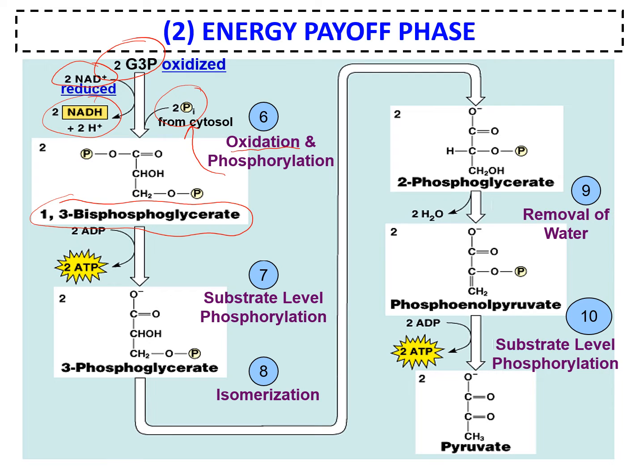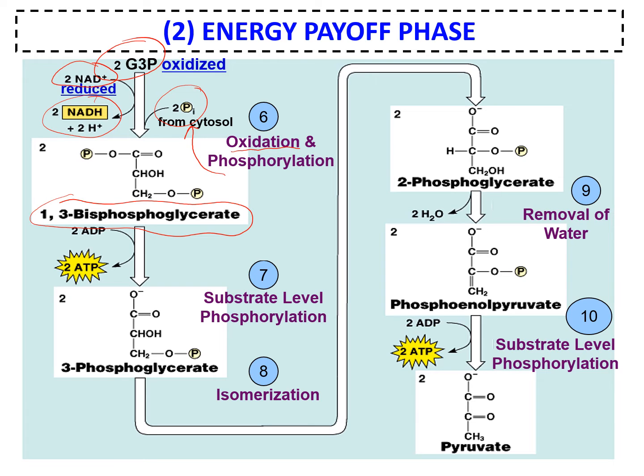So step 6 involves first oxidation of the G3P and then the phosphorylation. Phosphorylation is when the inorganic phosphate is attached to the resulting molecule from the oxidation. G3P is oxidized and releases the hydrogen to the NAD+, and then receives inorganic phosphate and is converted into 1,3-biphosphoglycerate. So step 6 is about oxidation and phosphorylation.